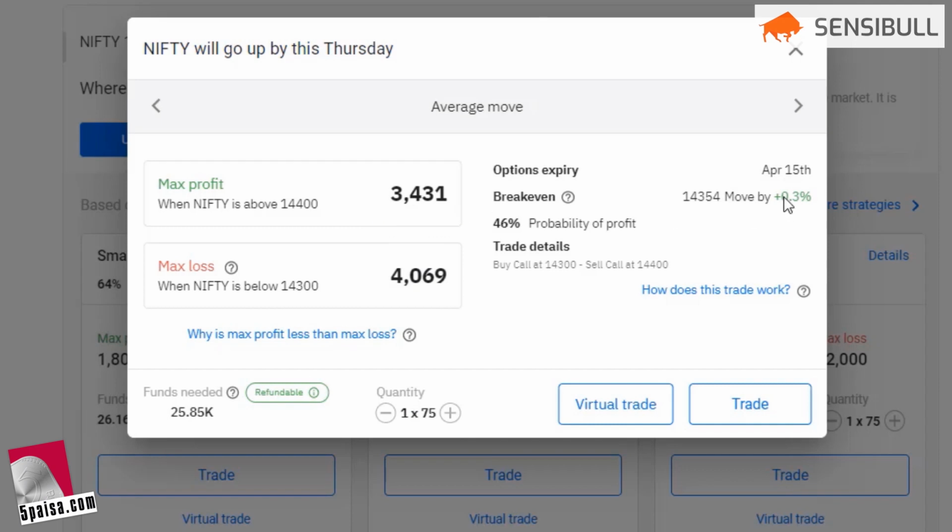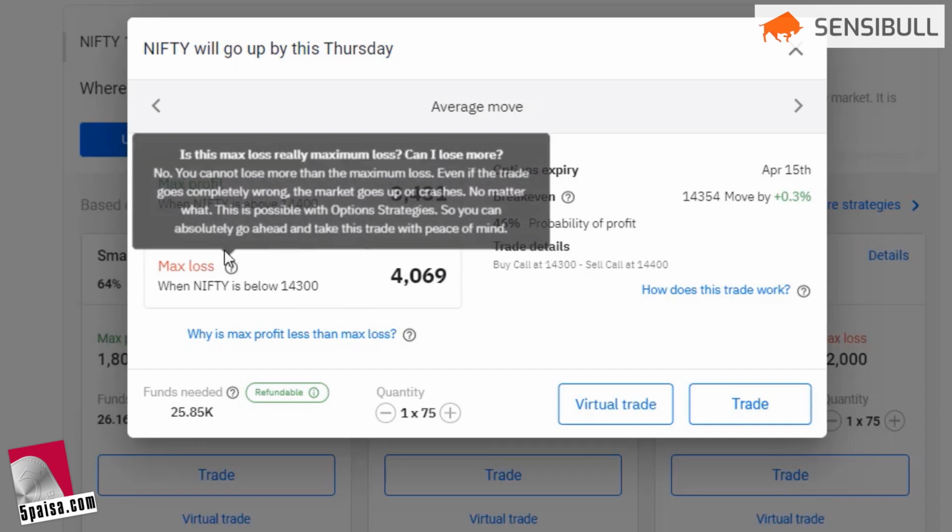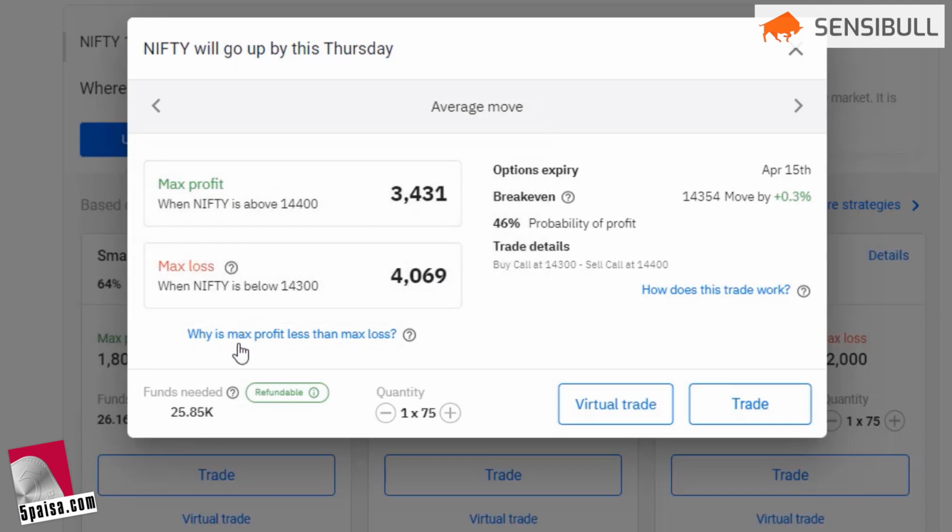So you can see it here, right? If it moves up around 0.3%, you'll break even on this. It has around 46% probability of profit. If Nifty goes above 14,400, you make 3,500. If Nifty goes below 14,300, you make around 4,000 rupees. And even if it goes to 12,000 or 10,000 or 11,000, you still only lose 4,000 rupees. So you can peacefully trade it knowing that, worst case till Thursday I lose 4k, and on Thursday this trade is over and I have full peace of mind. End of story, right? That's a very nice way to trade, and this is what Easy Options does for you.